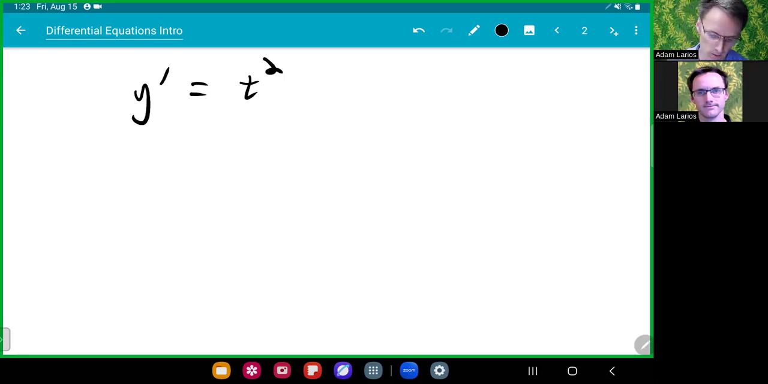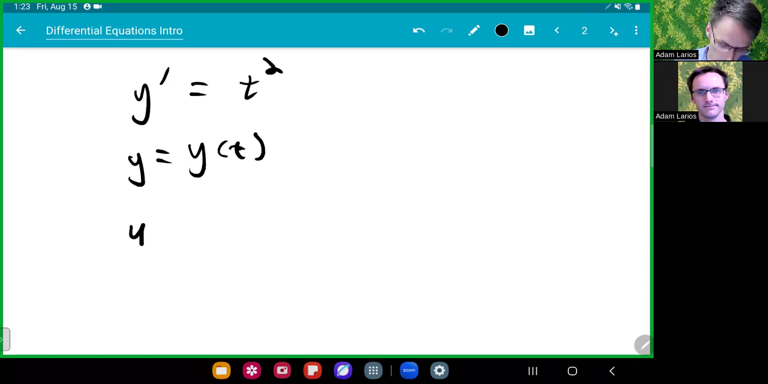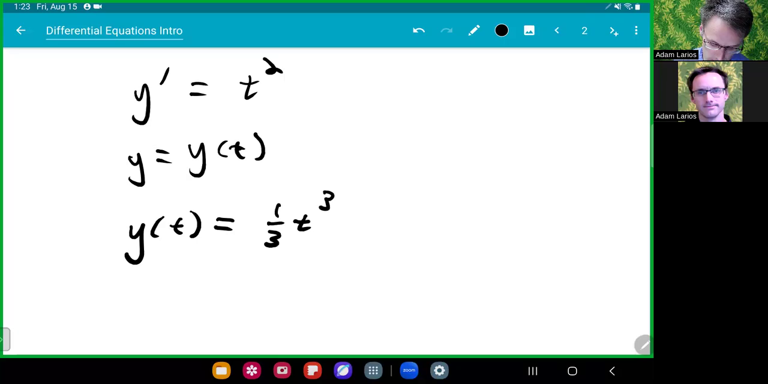So the idea here is that we have a function y. So y we're thinking about as a function of t, and its derivative is given. Its derivative is t squared. Now we know from calculus 2 that the solution is 1/3 t cubed. Well, that's one solution. And of course, we know that I could add any number here, 5, 7, negative pi, whatever. So any constant here will do.